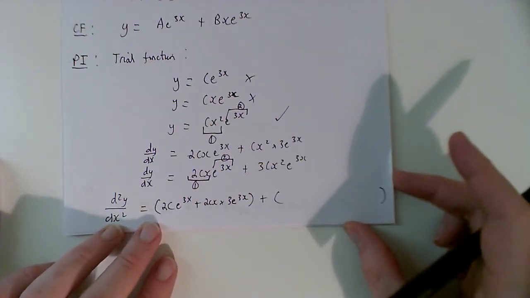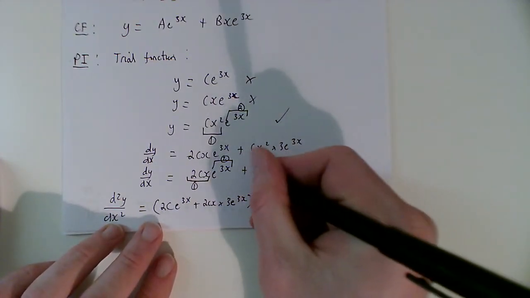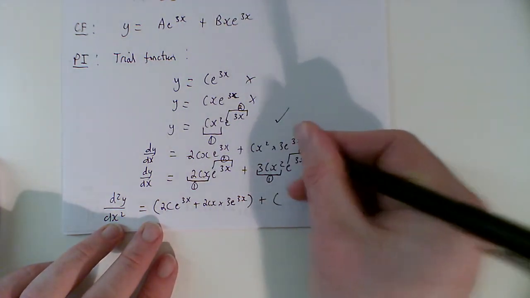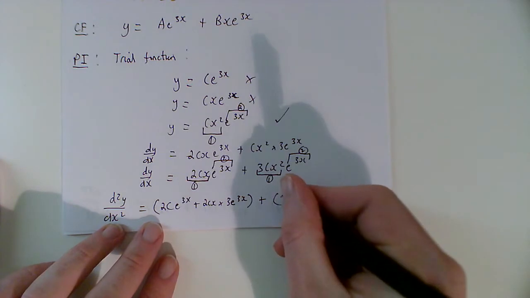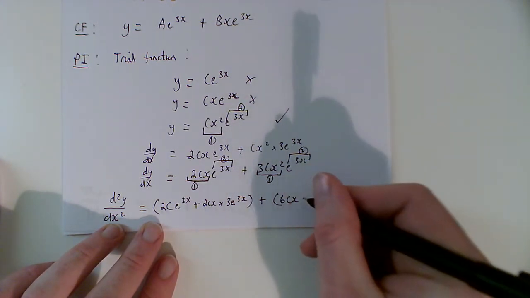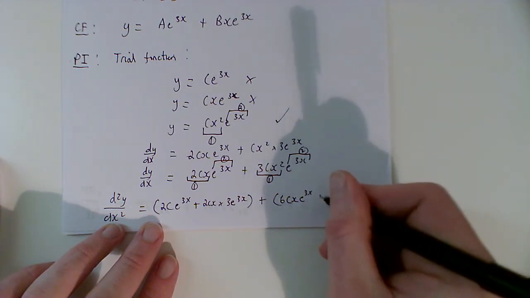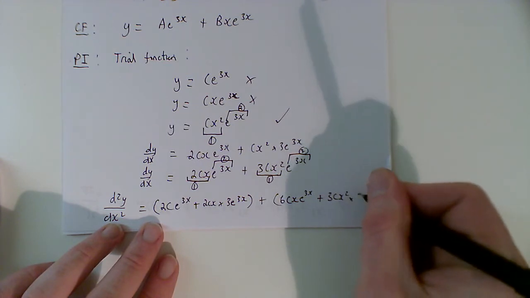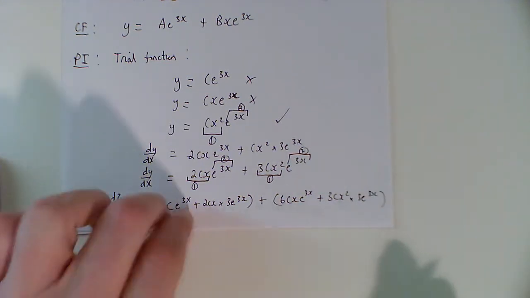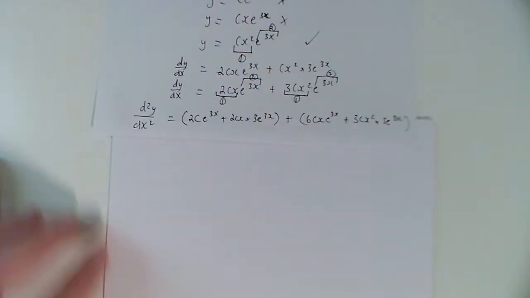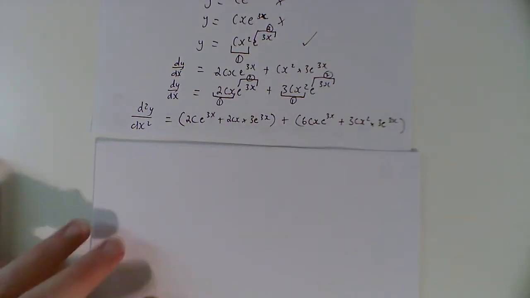Right, then I need to do the same to this bit here, so that's going to be 1, that's going to be 2, so that's going to be 6cx, then leave the second one on, e to the power of 3x, plus, leave the first bit alone, like that. So that's what I'm going to get for my second derivative.